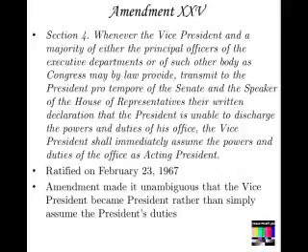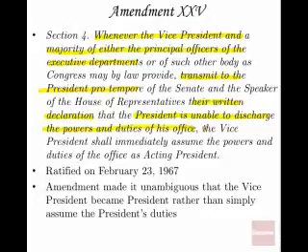Section 4, this one is the subject of a lot of movies. Whenever the vice president and a majority of either the principal officers of the executive departments or of such other body as Congress may by law provide, transmit to the president pro tempore of the Senate and the Speaker of the House of Representatives their written declaration that the president is unable to discharge the powers and duties of his office, the vice president shall immediately assume the powers and duties of the office as acting president. So this one is kind of interesting.